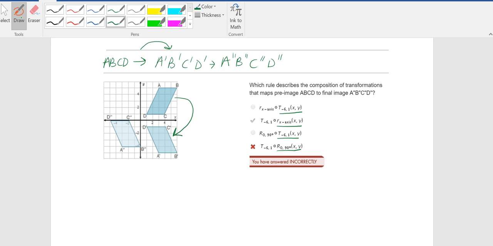We can automatically eliminate choice 1 because the first thing that happens here is a transformation. We can also eliminate choice C because that is a transformation. Choice D is a rotation, so we can eliminate that choice. So the only thing that represents a reflection across the x-axis, the little r stands for reflection across the x-axis, is choice B. So choice B would be your answer.